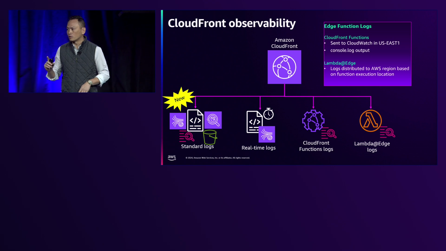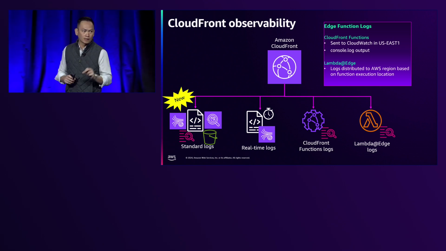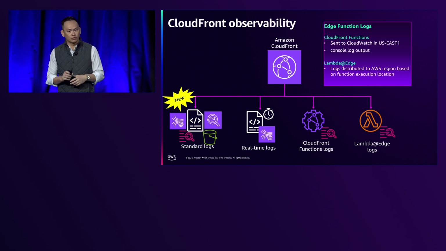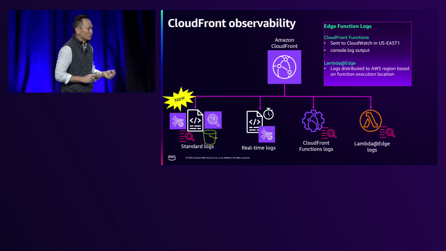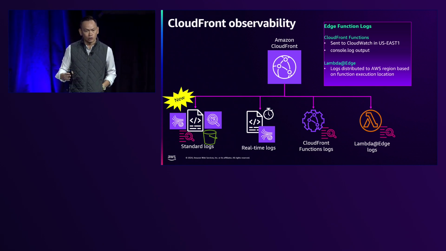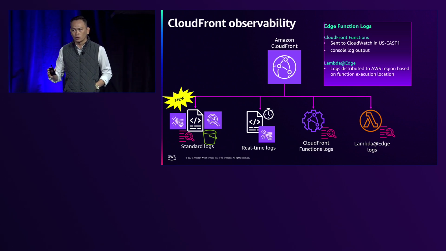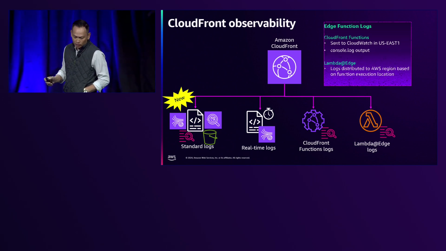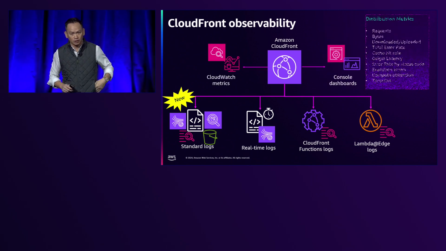Something that's very important and worth noting, though, is CloudFront Functions execute at our edge POPs. Lambda@Edge functions execute within Lambda at the regions that we replicate them to around the world. So the logs are delivered into different places. Function logs are delivered to US East 1, where our control plane is, whereas Lambda@Edge logs are delivered to the regions where the function is actually invoked. Now, on top of this, we also realize that metrics are important.